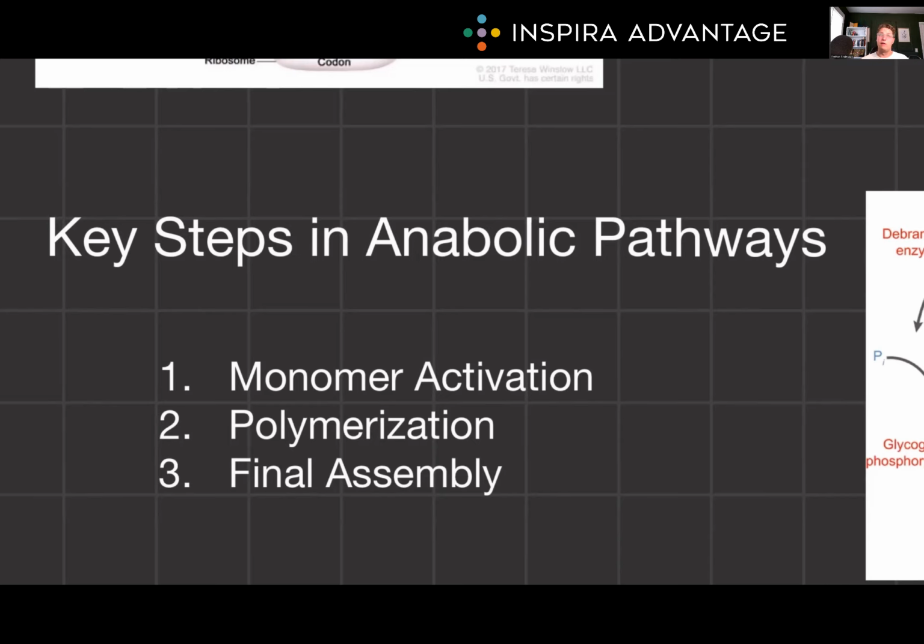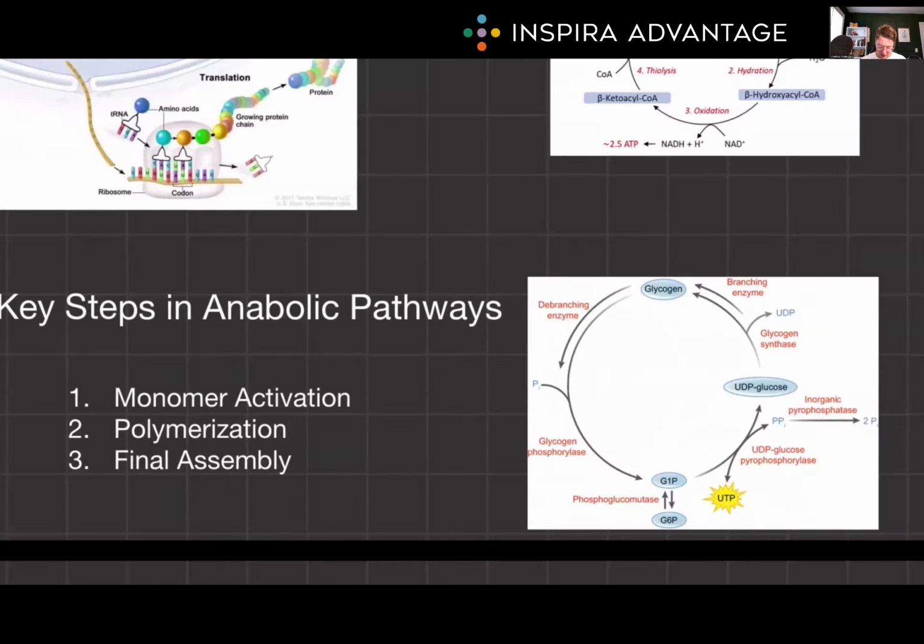And then finally, we have the final assembly, which is when these polymers are then modified and assembled into final structures. For glycogen, branching enzyme creates a branch structure, making it more efficient for storage and release of glucose. And we can kind of see those steps over here. So our monomer activation is happening right here, and then we're polymerizing, and eventually final assembly with branching enzyme.